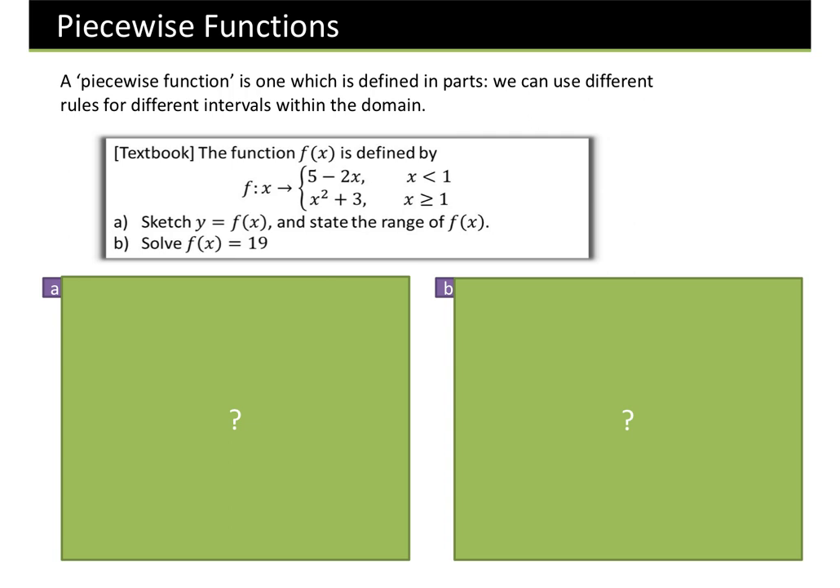It's not going to be perfect, but it's going to probably look something not horribly wrong: a negative gradient and then, maybe a quadratic. I don't know where the two things are going to meet, so it could be something like this as well. I'm not sure until I actually start to draw it. They want us to sketch y is equal to f of x and then state the range of f of x. So that's going to ask us for all of the y values. And then they want us to solve what happens when f of x is equal to 19.